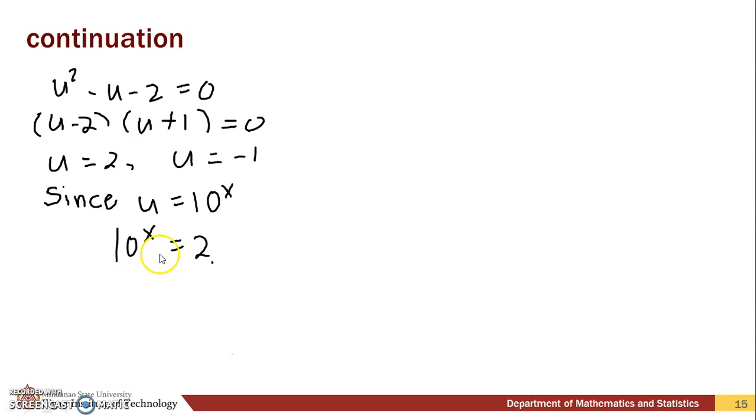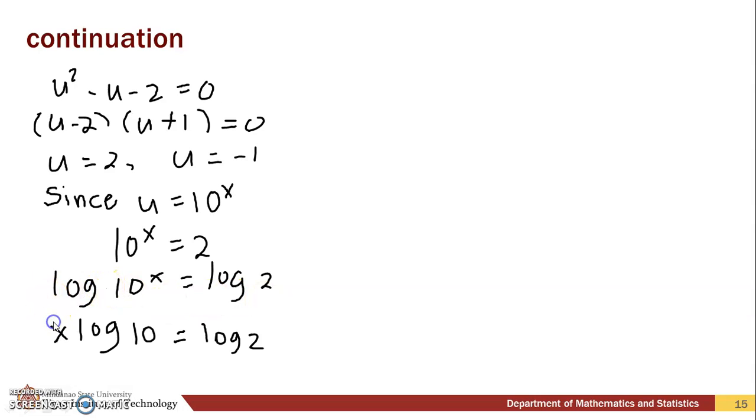And again, we make use of the logarithm. You take the logarithm of both sides. So you will have the logarithm of 10 to the x equals the logarithm of 2. Further, you can solve this as x times log of 10 equals log of 2. Solving for x, you divide both sides by the logarithm of 10. So you have x equals log of 2 divided by log of 10. But what is log of 10? Log of 10 is actually 1.